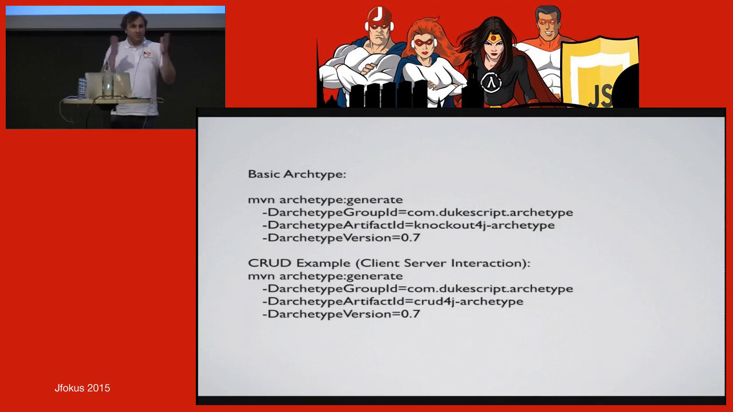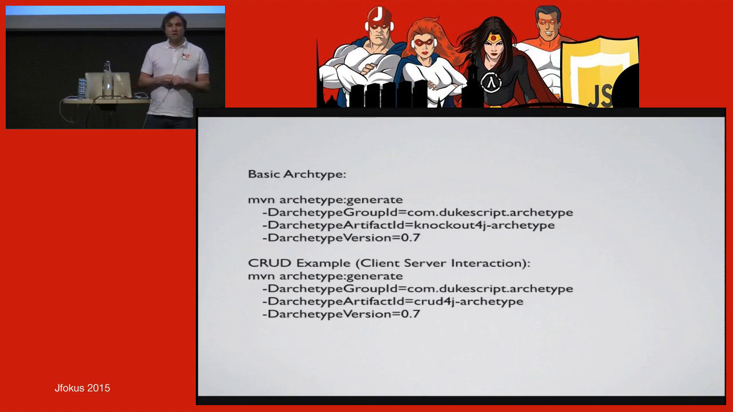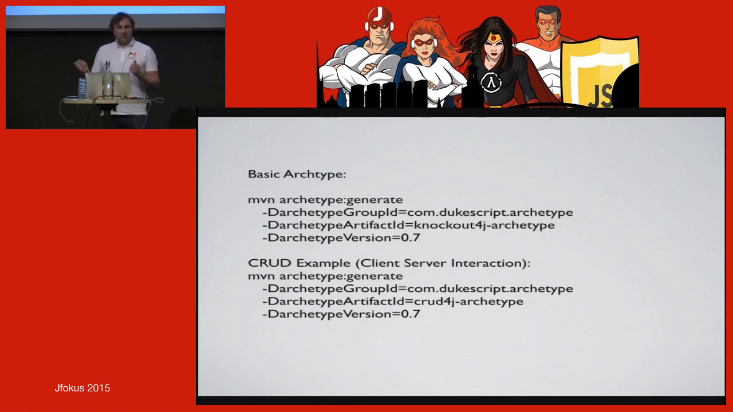So if you've got your laptop out, you can just type what's here on the screen: Maven archetype generate, and use the Knockout for Java archetype. The current version is 0.7. It's on Maven Central, so you can start coding right away. And there's also another, a little bit more elaborate example, the CRUD example, where we show how you can connect to a server and get data from there via a REST interface. So we natively support JSON, and we can very easily talk to a REST server and get data from there.